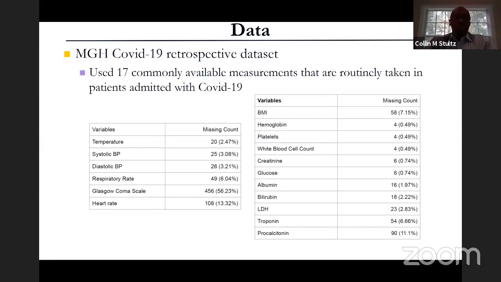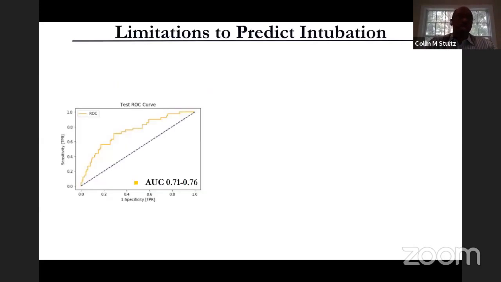You impute the data that are missing and see how well you could do for the problem of predicting who will be intubated at some point during their hospital course. And the AUC for this type of task is between 0.71 and 0.76. I'm just showing you a representative one from one particular trial here.